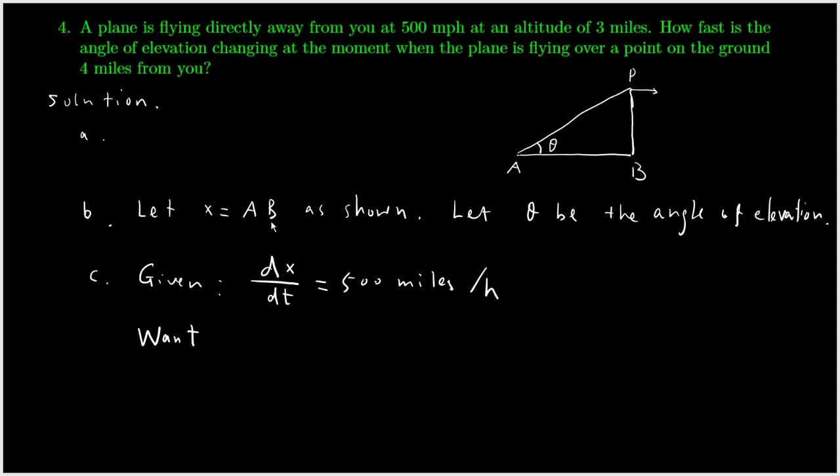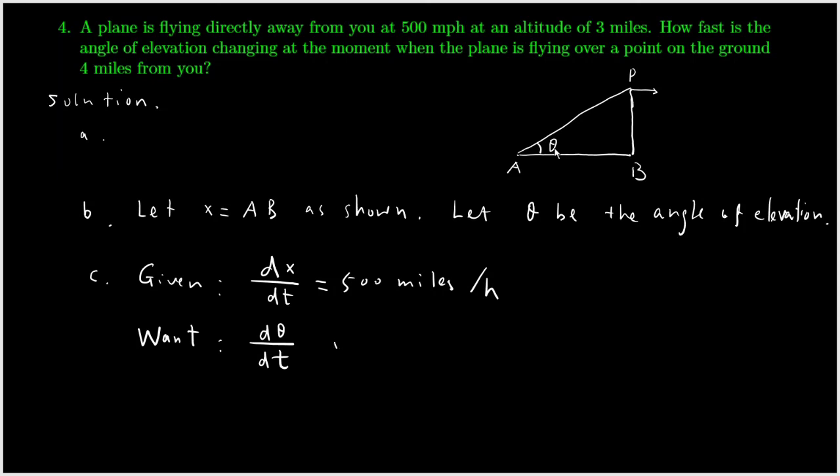Now the rate of change we are looking for is the rate of change of the angle of elevation, d theta over dt. It means the rate of change of theta. You can imagine the rate of change of theta is not a constant. When the plane is going further and further away, the rate of change of theta is getting smaller and smaller. So it's not a constant rate of change. We are looking for an instantaneous rate of change.